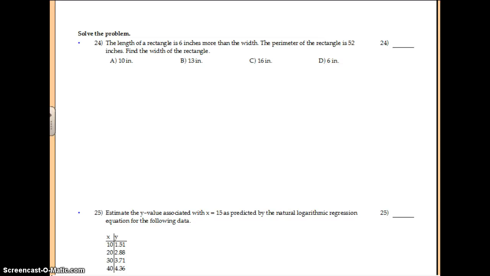So number 24, the length of a rectangle is 6 inches more than the width, and the perimeter of the rectangle is 52 inches. Find the width of the rectangle. You have a word problem, you should draw a picture. So I'm going to draw my rectangle.